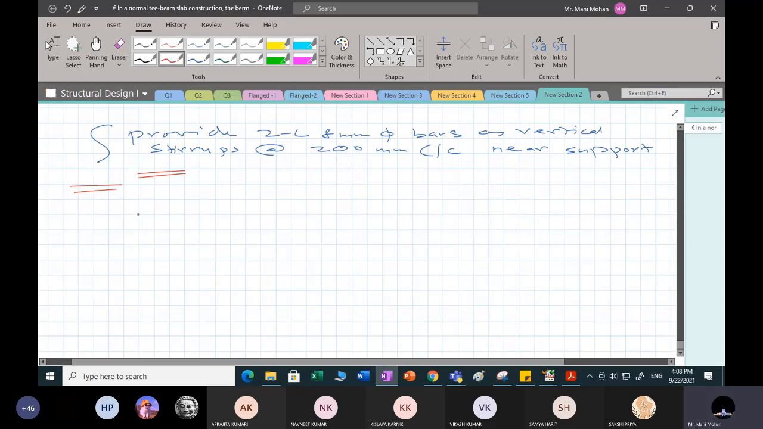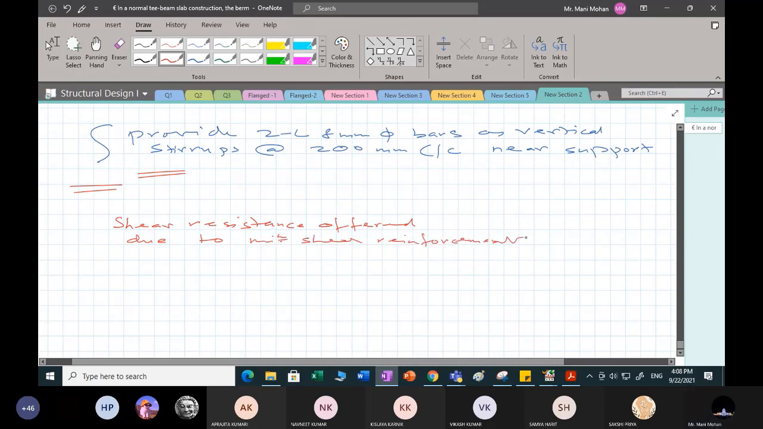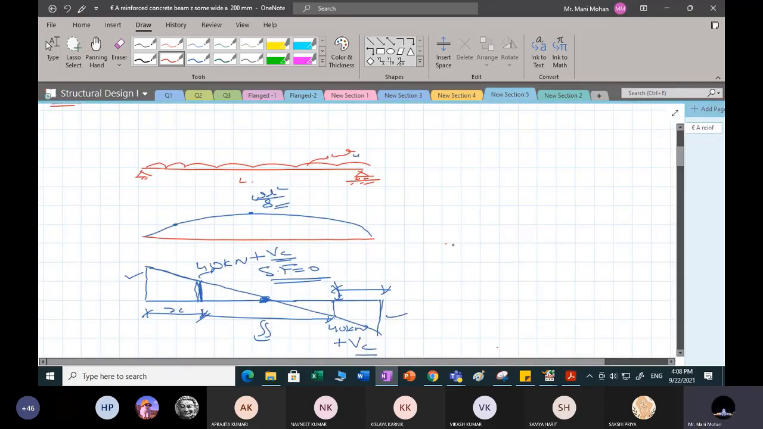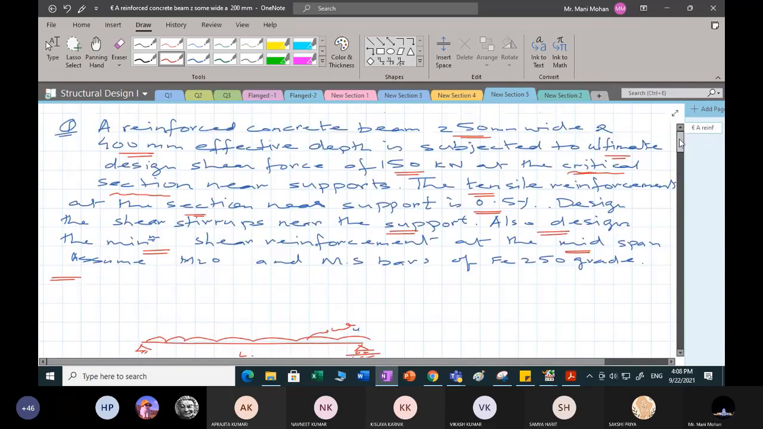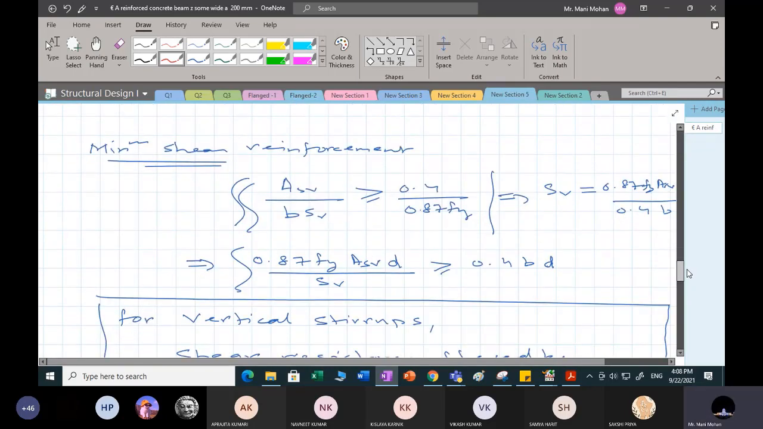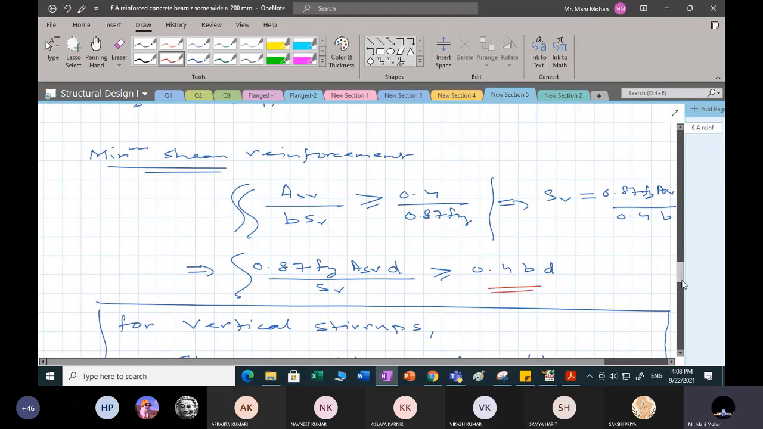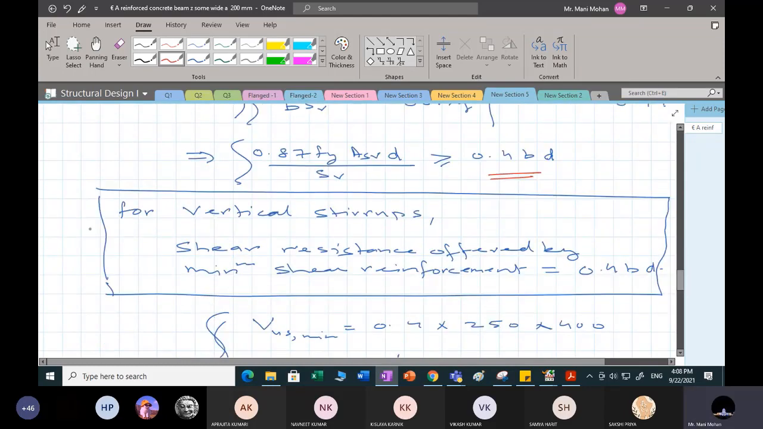So for that, I'll compute the shear resistance offered due to minimum shear reinforcement. I'll write here, shear resistance offered due to minimum shear reinforcement. If you recall, yesterday we had derived one formula. What was that formula? Can anyone tell me? It was 0.4 BD, for vertical stirrups. This was the formula which we had derived. Shear resistance offered by minimum shear reinforcement is 0.4 BD.